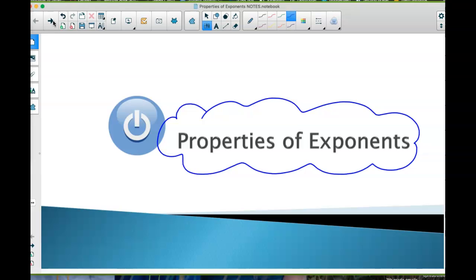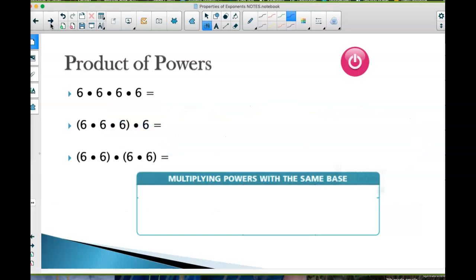The very first property we're going to talk about is called product of powers. I want you to write this, product of powers. Now, don't worry about writing everything else yet. Just put that. Now, I'm going to show you a couple of examples, and I think you guys will be able to come up with the rule.